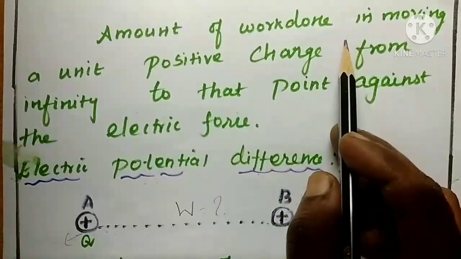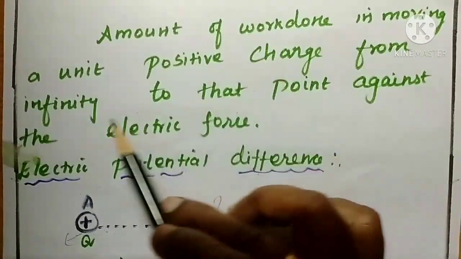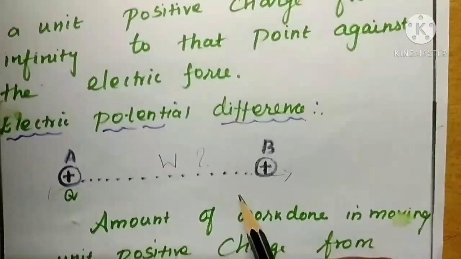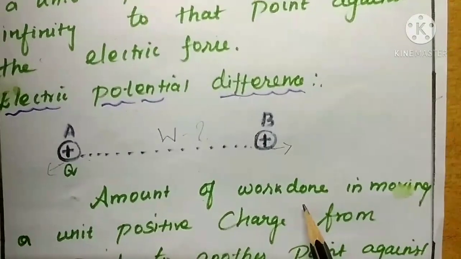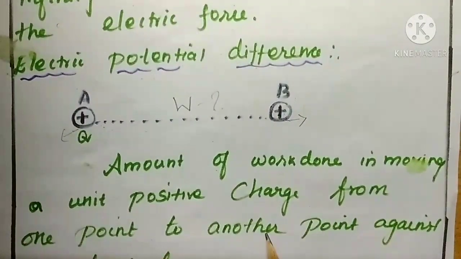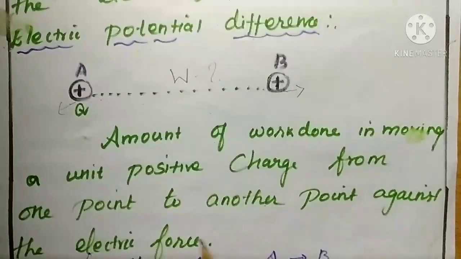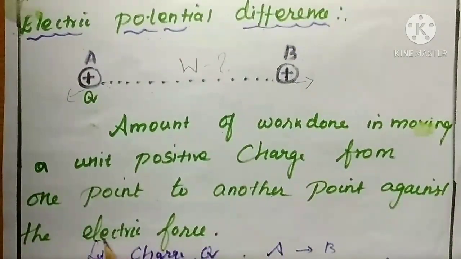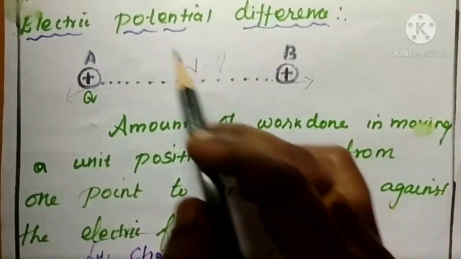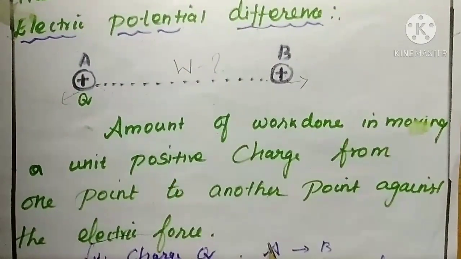Here, we said we are moving the charge from infinity to that point. But here we have to say from one point to another. So the amount of work done in moving a unit positive charge from one point to another point against the electric force, that is very important. Against electric force we are moving the charge. That is called the electric potential difference.